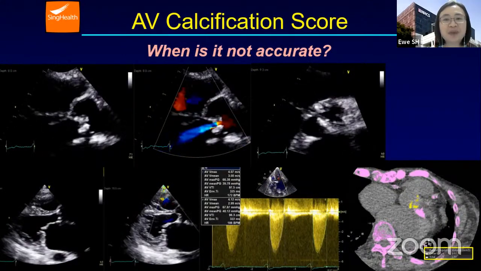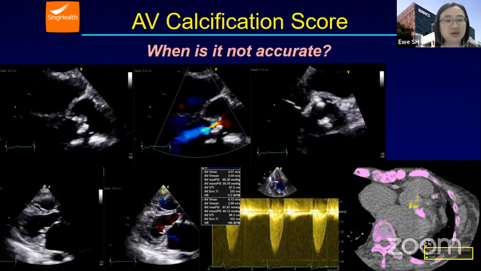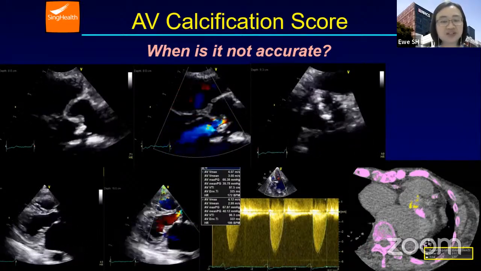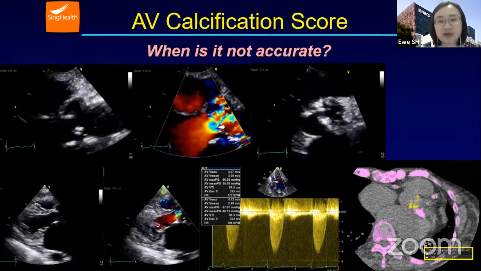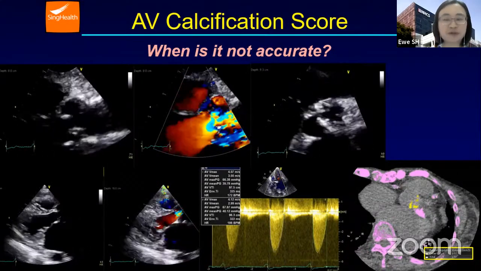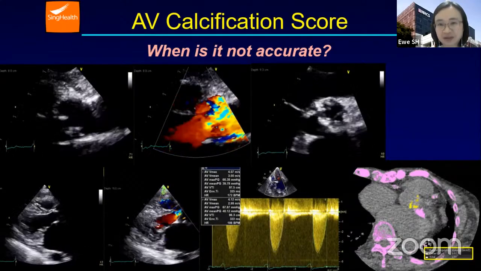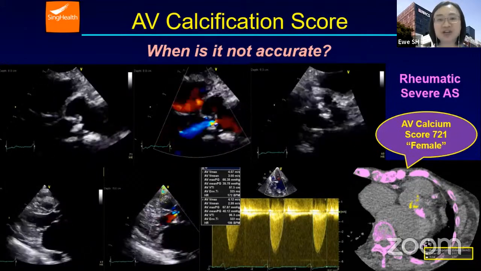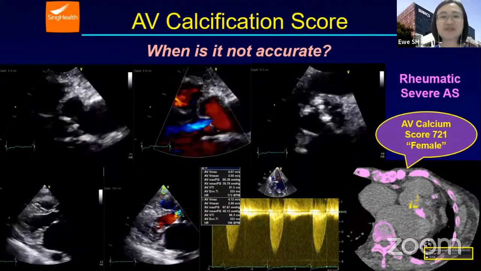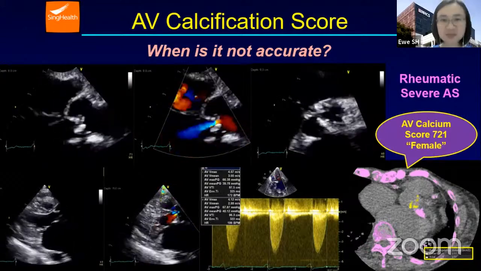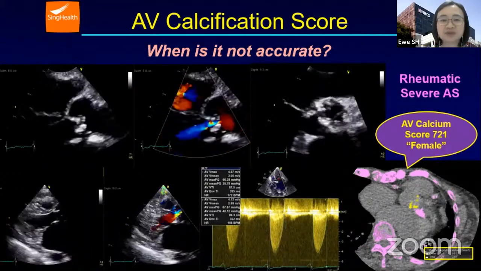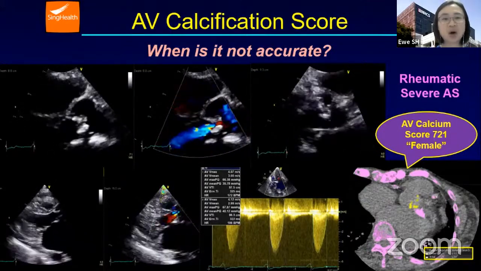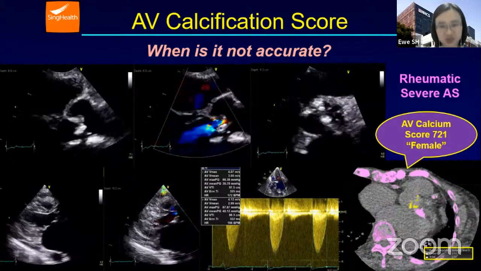This is a case of rheumatic aortic stenosis, where you also see rheumatic mitral stenosis. In this case, the mean gradient is 40 and the Vmax is 4, and severe stenosis is confirmed with hemodynamics as well as the valve area. However, if you do a calcium score on her, she does not have a very high calcium score, telling us that the aortic valve calcification score assessment of aortic stenosis is only applicable for calcific aortic stenosis and not for inflammatory or rheumatic fibrotic aortic stenosis.